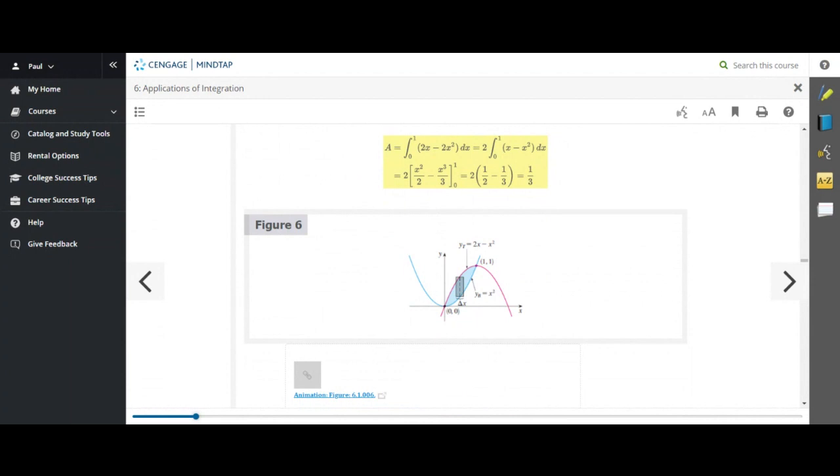Are there any questions on this? The area between those two curves from 0 to 1 is actually equal to 1/3. So if you had a plot of land in that shape there in figure 6, it could be 1/3 square miles, that area of land. Land is not always in rectangles, right? All right, well, let's move on.